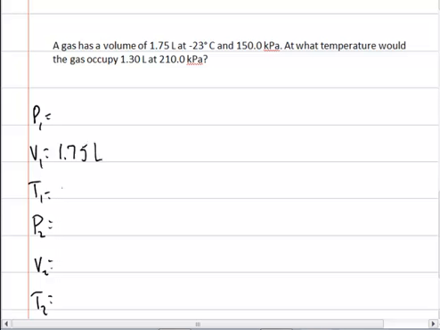At minus 23 degrees Celsius and 150.0 kilopascals. That's the pressure. Okay, those are our initial conditions. It says at what temperature, so it's asking us to find T2, would the gas occupy 1.30 liters at 210 kilopascals.